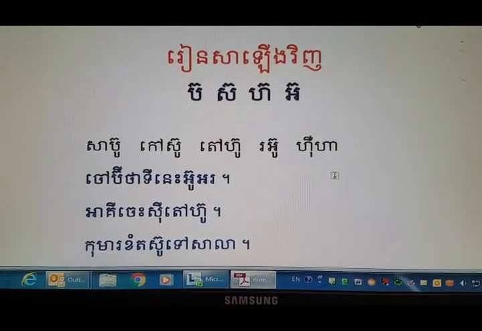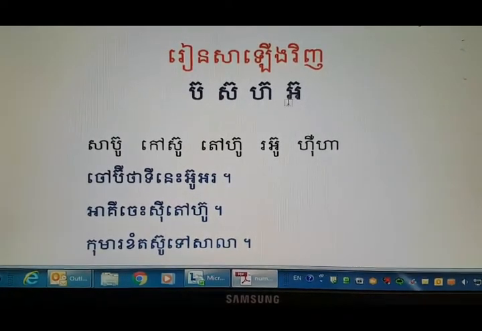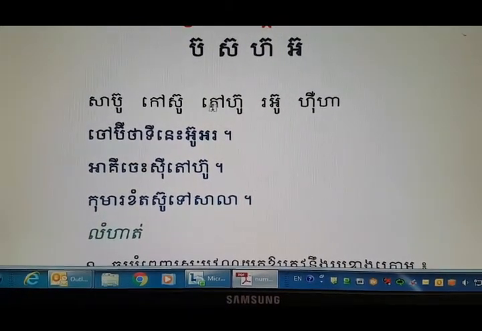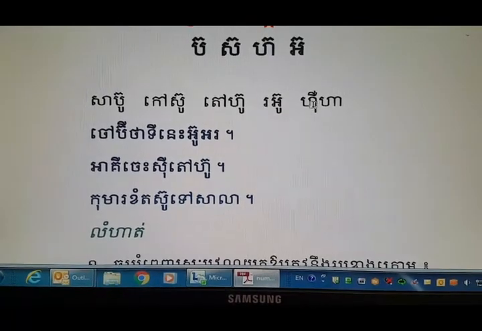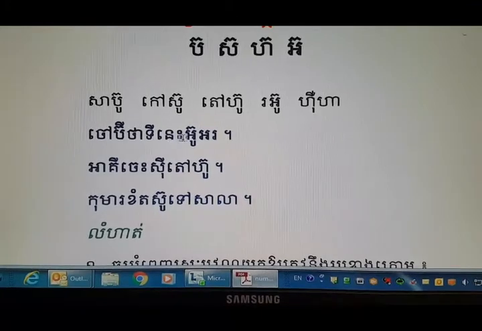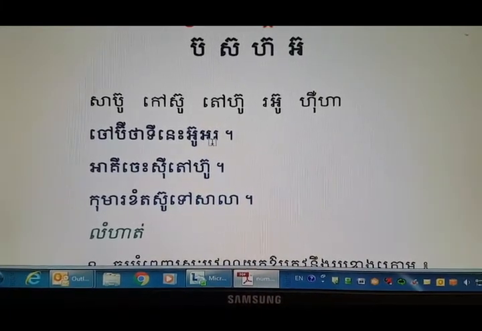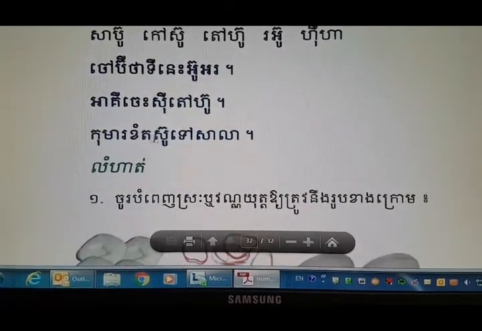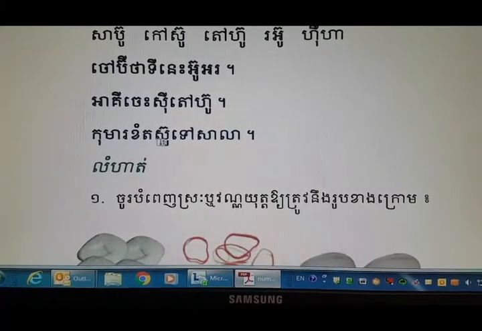And we go to the sign language review for the 4 letters with the trace up here. So bo, so, ho, o. Sabu, cao su, tao hu, and so on.